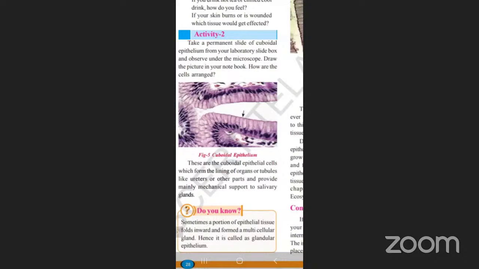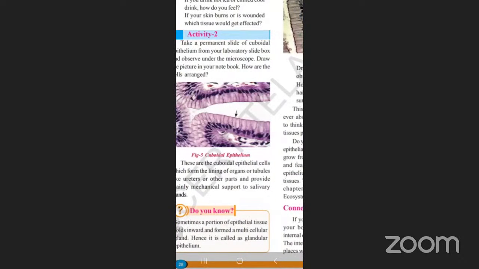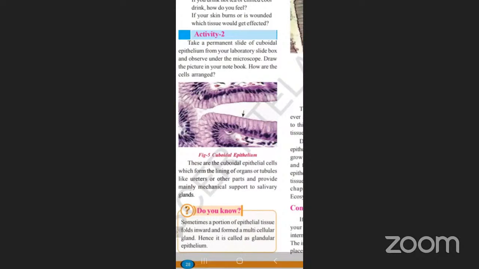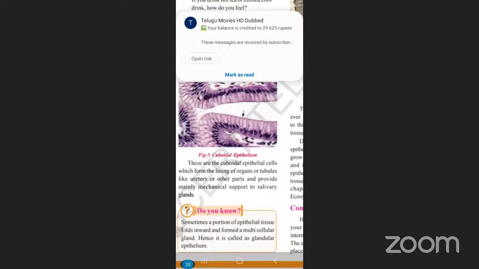Hence it is called glandular epithelium. Here we have a chance to get one question: why is this cuboidal epithelium called a glandular epithelium? Don't write, I don't know, sir. You have to write: sometimes a portion of epithelial tissue folds inwards and forms a multicellular gland. Hence, it is called a glandular epithelium.